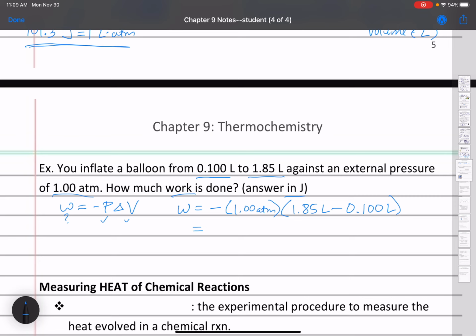And so this equals negative 1.75 liter atmospheres, or atmosphere liters. But we want the answer in joules, so we need to convert it from liter atmospheres. 1 liter atmosphere is equal to 101.3 joules. And so the answer in joules is negative 177 joules, 3 sig figs. In other words, work is done by the reaction on the balloon.